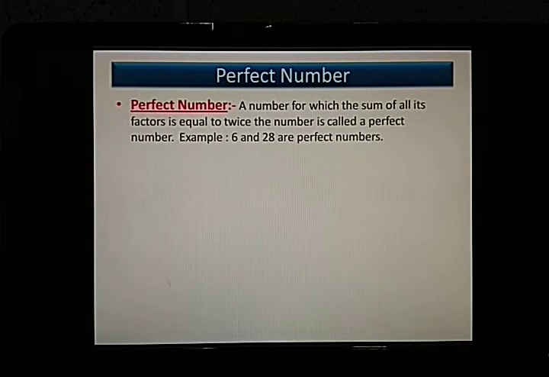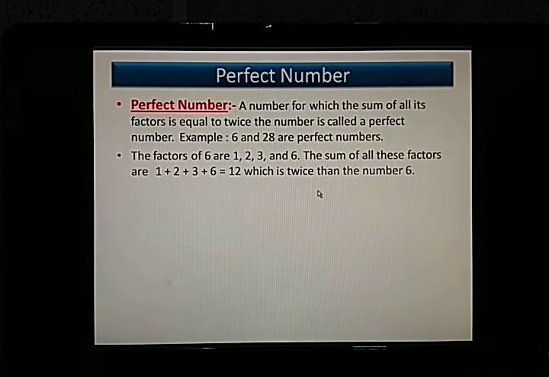So the next point is the perfect number. What is a perfect number? A number for which the sum of all its factors is equal to twice the number is called a perfect number. From the definition it may not be clear, but from the example it will be clear.